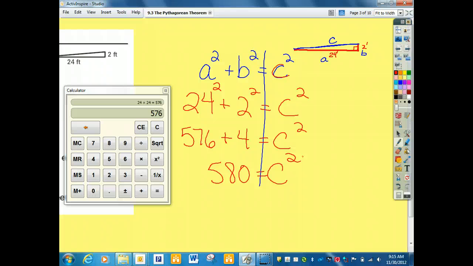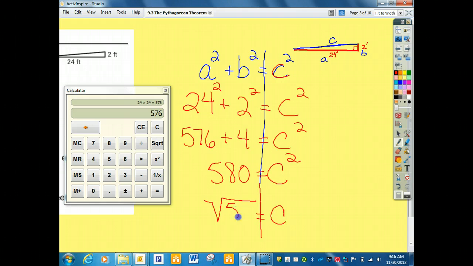No. Because remember, having a C squared is like having a negative variable. You can't have a negative variable. Well, we're not done if you have a squared variable. So C equals what? We did these in our review yesterday. What does C equal?